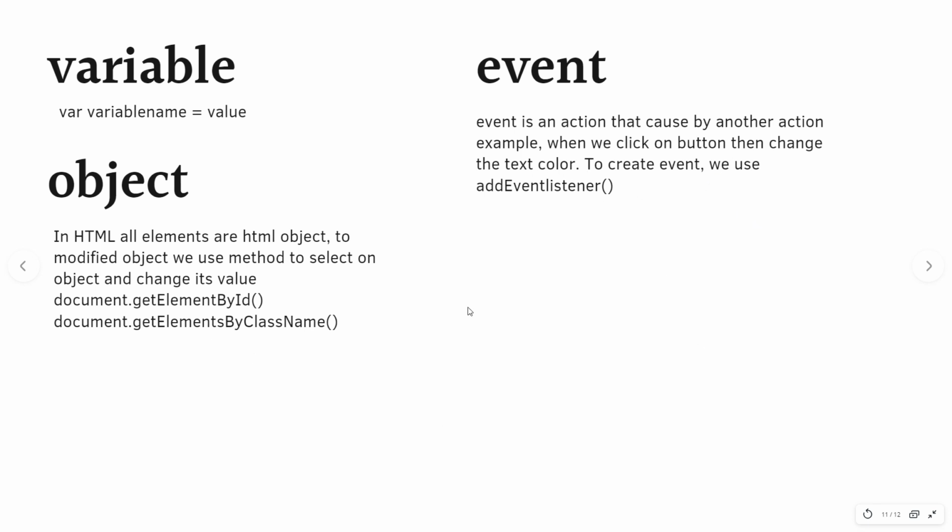So when we click on the button, document.getElementById, we use the text color ID, and then we change the color of the text. This is what we call an event. So I will have a code demo and we will see the real example on some sample website.